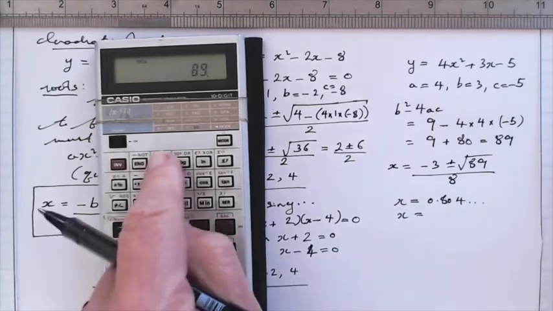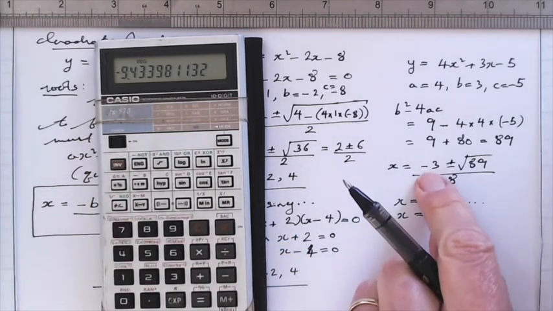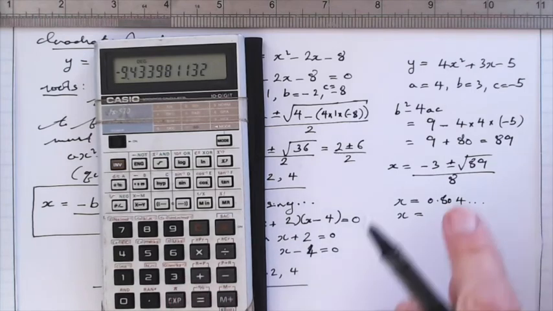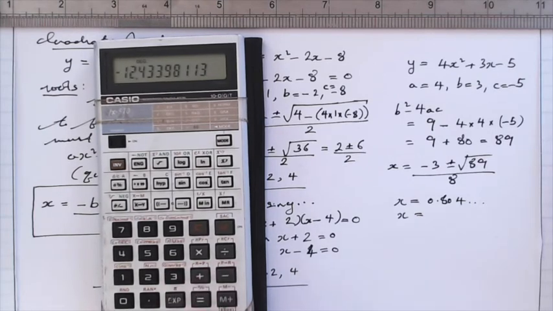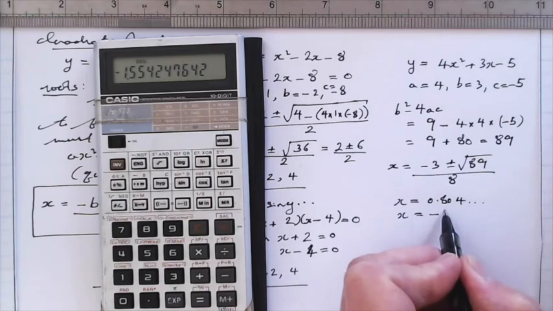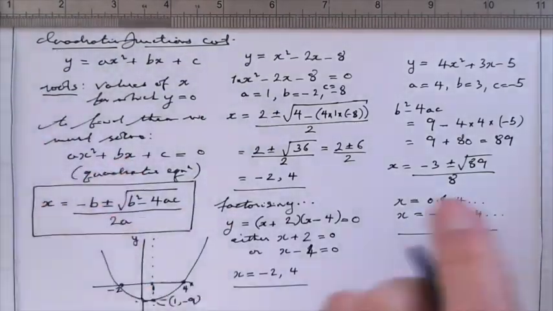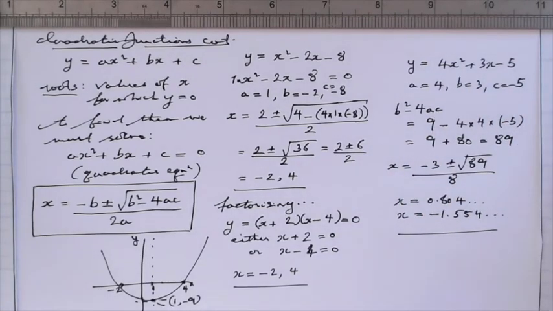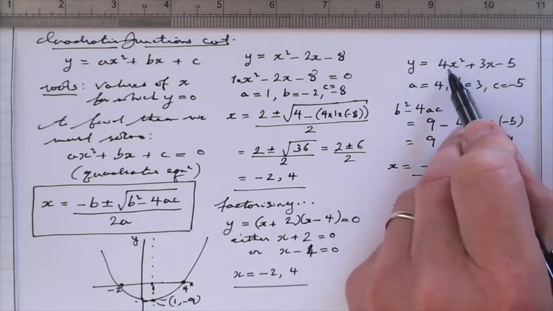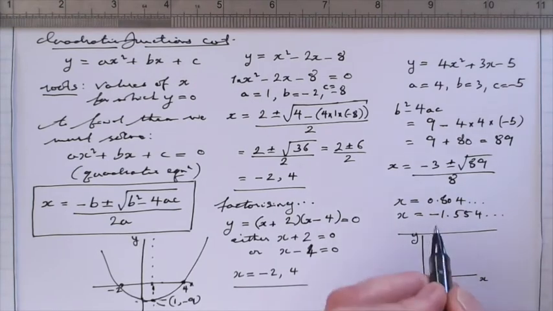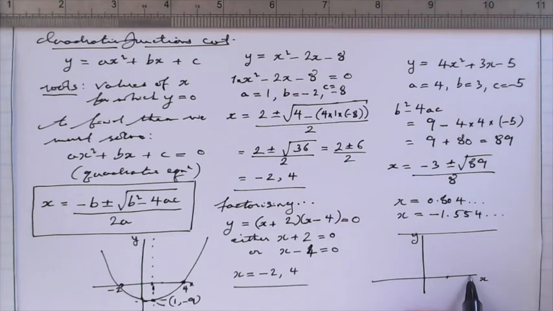The other root comes from taking the square root of 89, putting a negative sign, and then adding that to negative 3, and then dividing by 8, and we have negative 1.554... So those would be the 2 roots of that particular quadratic function. Why not do a quick little sketch of that. We know it's going to be a valley-shaped parabola because a is positive. One root is at 0.8, so if this is 1 and 2, negative 1, negative 2, 0.8 would be about there. The other root's at negative 1.55, so it'd be somewhere around here.